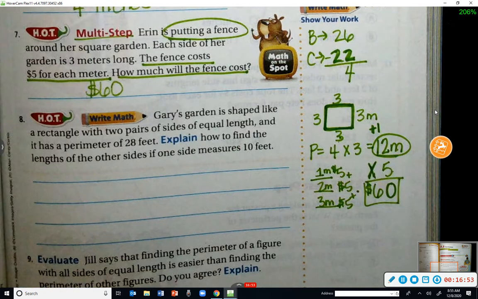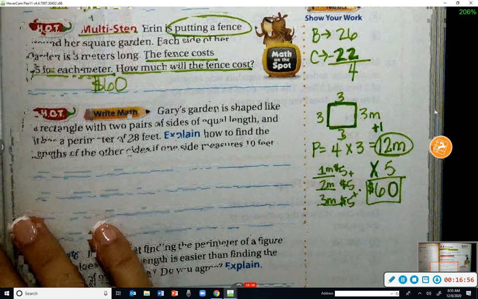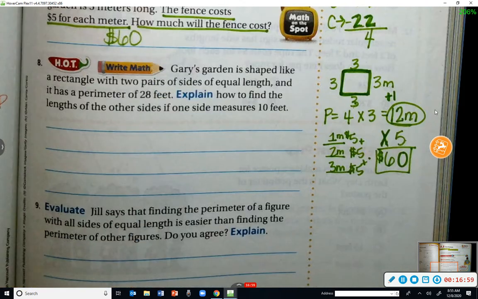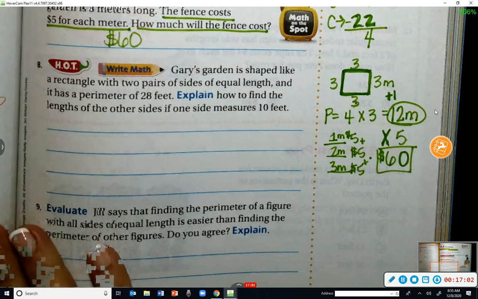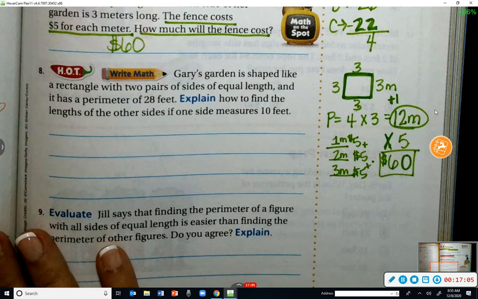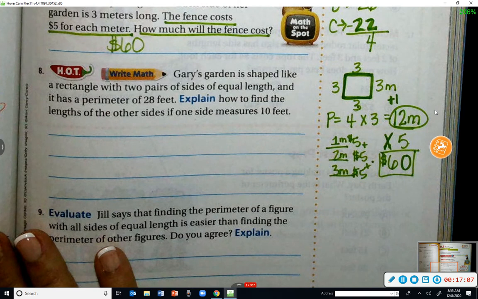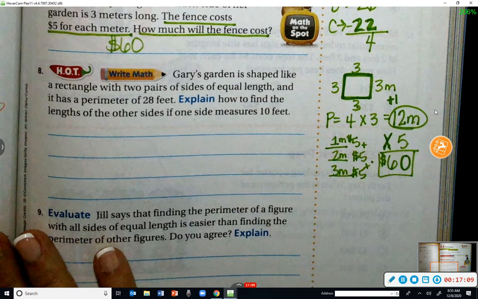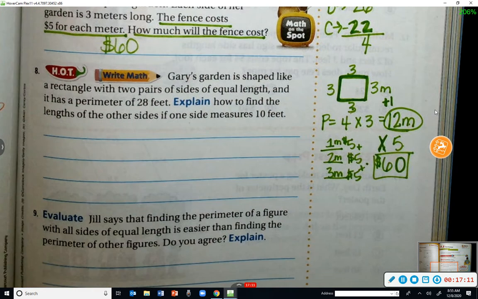Can I read it, Miss Gold? Hold on, let me look over it, Carrie. Yes, let's go ahead and do this one. All right, Kelsey.